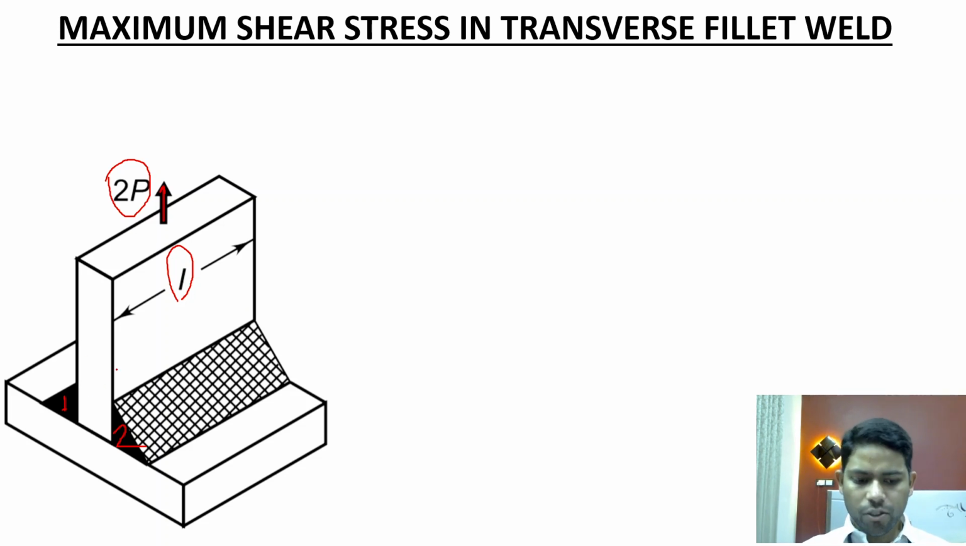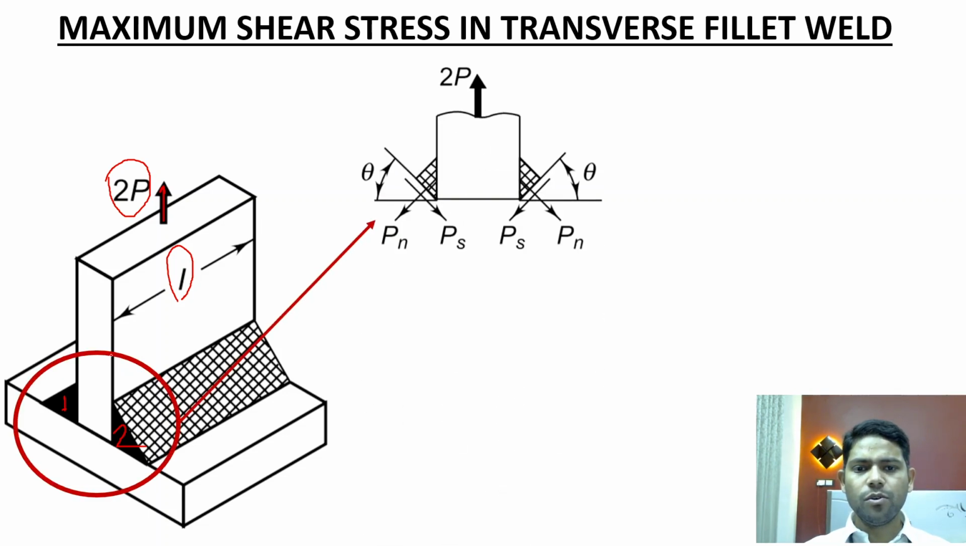Now the cross section of these welds is shown in this figure in an enlarged view. Because of this tensile load of magnitude 2P, there will be a reaction force in case of both the welds, whose magnitude will be P and the direction will be vertically downwards. Since the load applied on the structure is of magnitude 2P and the direction is vertically upwards, each weld will have a load of magnitude P acting vertically downwards, like this in this weld, and like this in this weld.